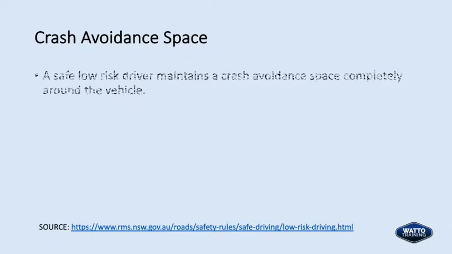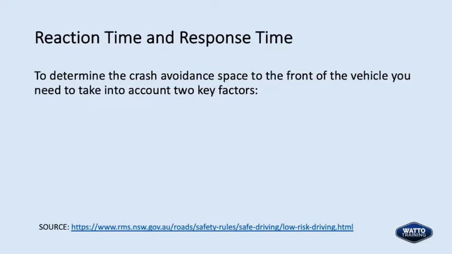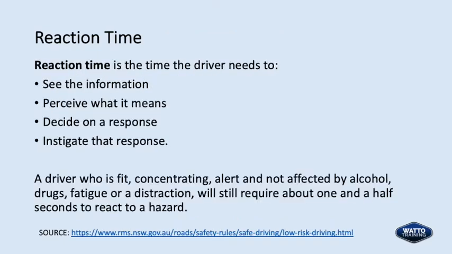Crash avoidance space. A safe, low-risk driver maintains a crash avoidance space completely around the vehicle. The crash avoidance space is managed by adjusting the vehicle's speed and road position. Reaction time and response time. To determine the crash avoidance space to the front of the vehicle, you need to take into account two key factors: reaction time and response time. Let's have a look at each of those.